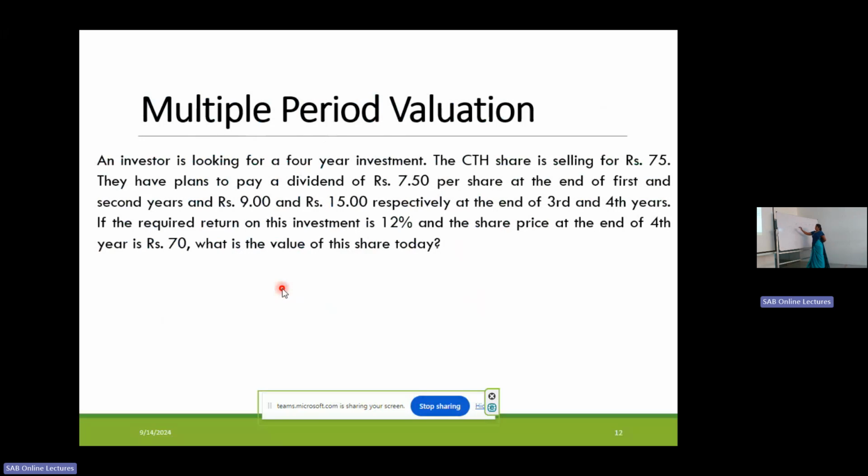So you have to discount. Your required rate of return is given as 12%, plus so this is the value.